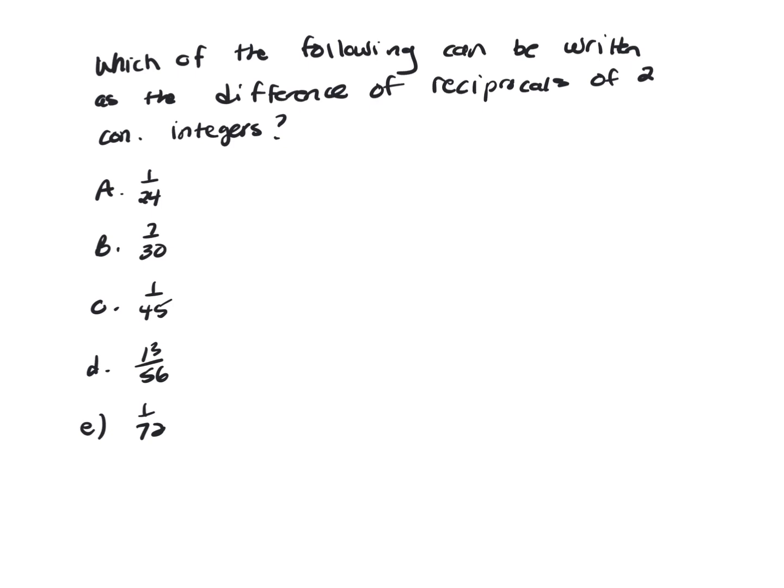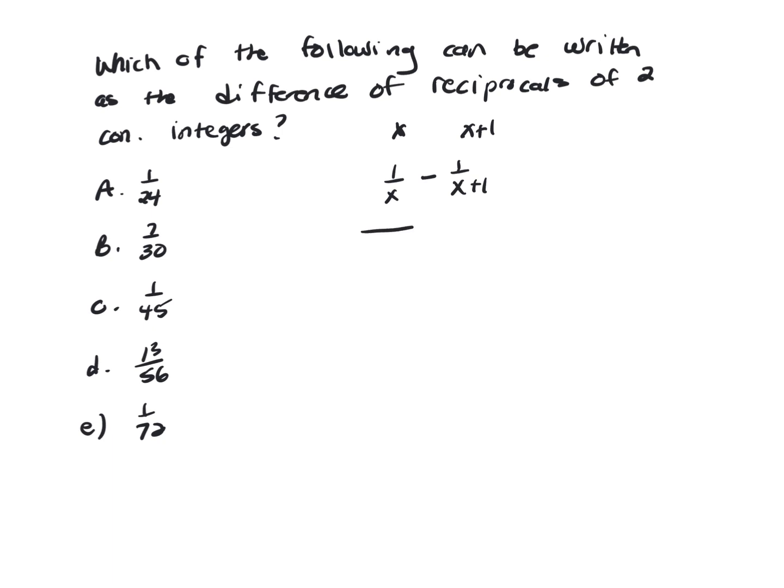Which of the following can be written as a difference of reciprocals of two consecutive integers? So if one integer was x, the consecutive one, the next one, would be x plus 1. And the reciprocal will be 1 over x. And the reciprocal of x plus 1 would be 1 over x plus 1.